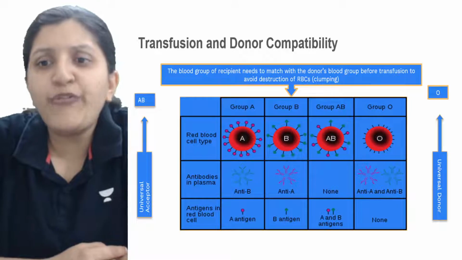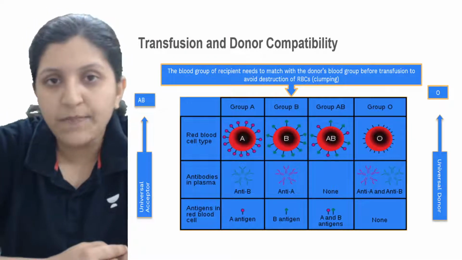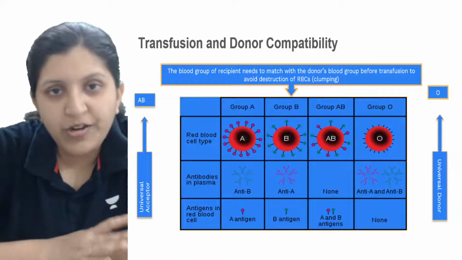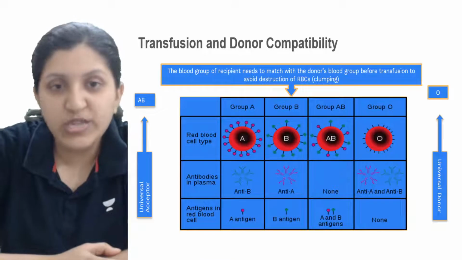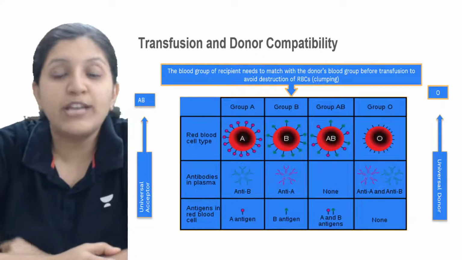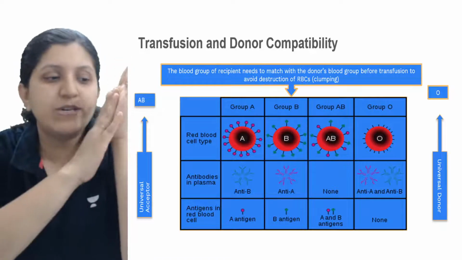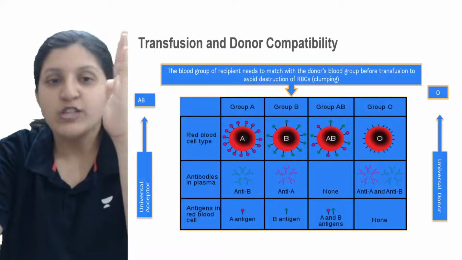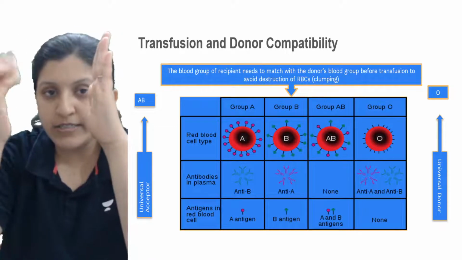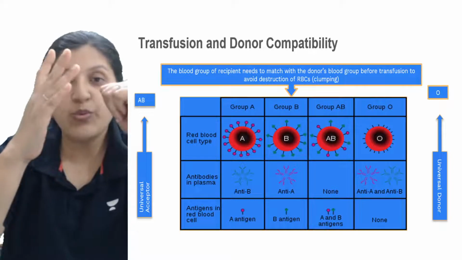The blood group of the recipient needs to match. Whenever we are transferring blood, the blood group of the donor and the recipient has to match, and only then is the transfusion done. If they are not matching, what will happen? Let's say there is a person with A blood group and another person with B blood group. If we are transferring the blood from this A person to the B person, what will happen?